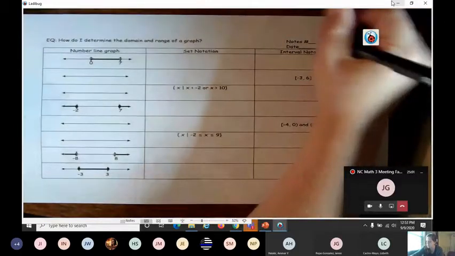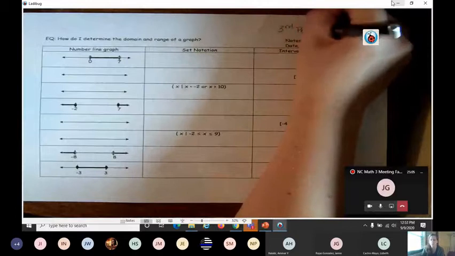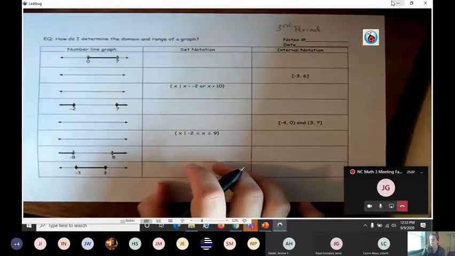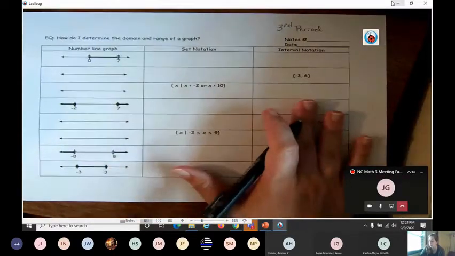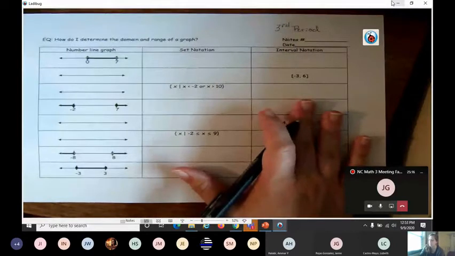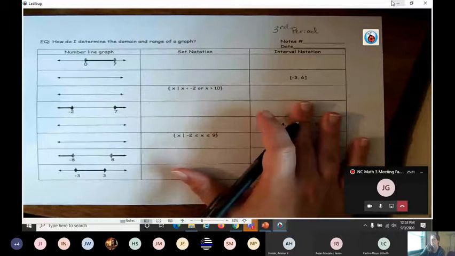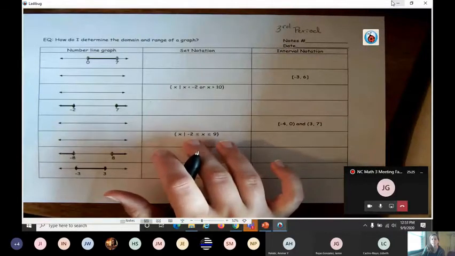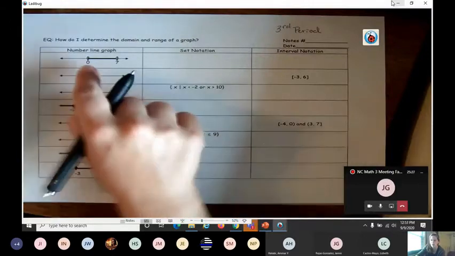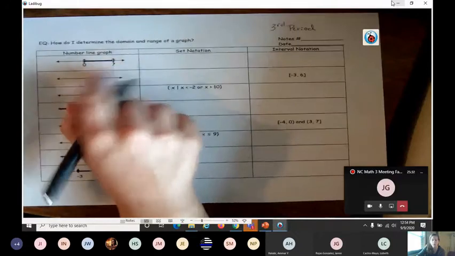So this is 3rd period. Okay. And we're going to talk about domain and range, all right? So interval notation is probably what you're most familiar with. All right, and we're going to work with just a little number line to work on what your notation will look like for each domain and range. So here we have an open circle and an open circle on either end between 0 and 7.